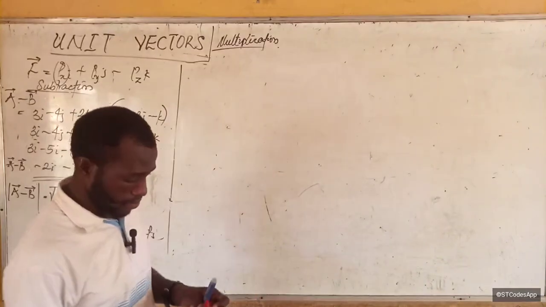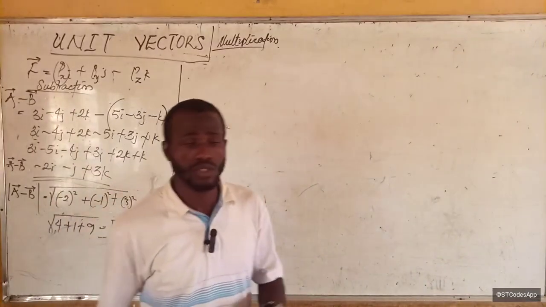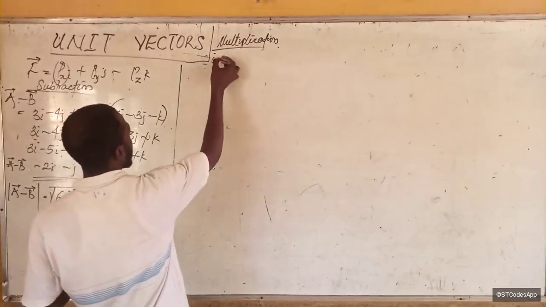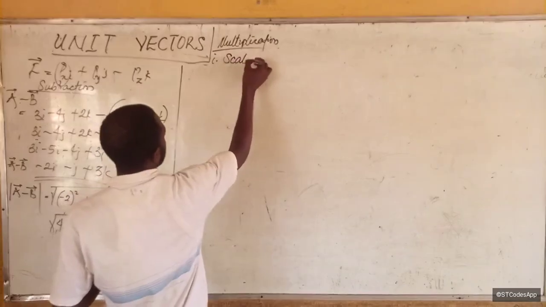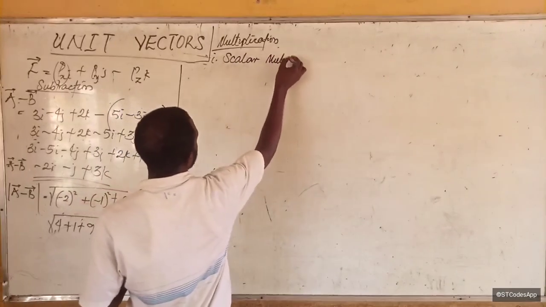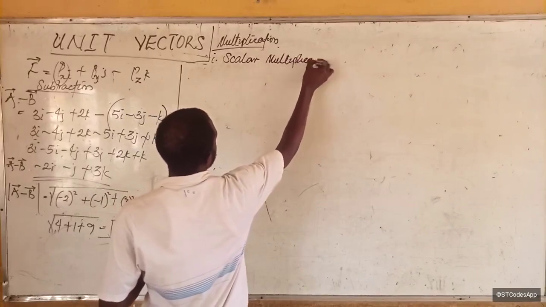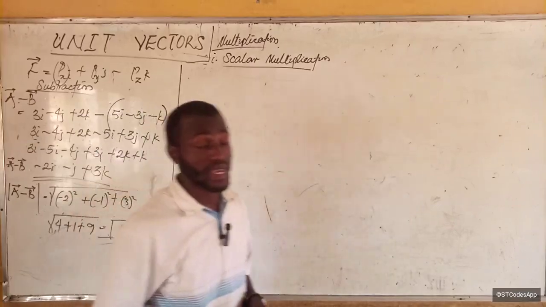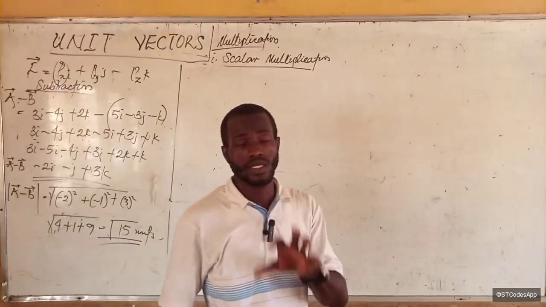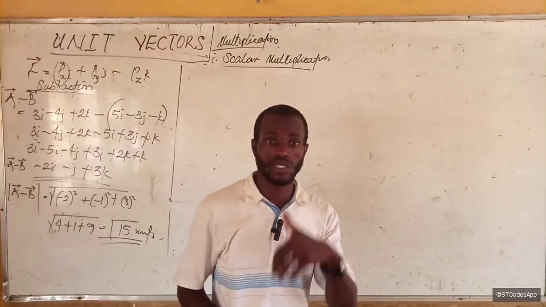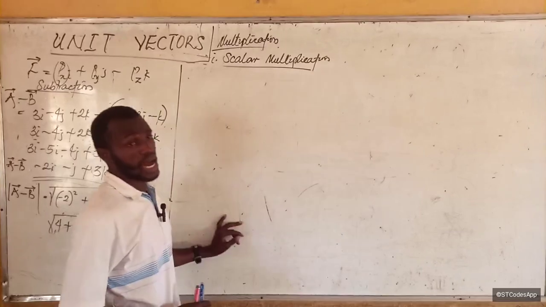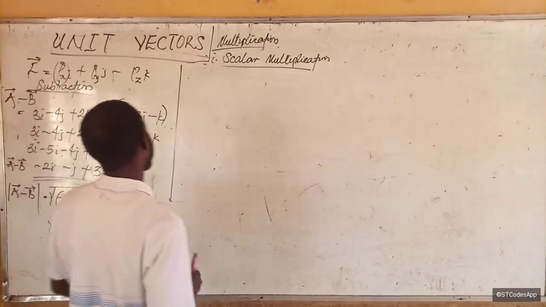Multiplication of unit vectors. The first thing you should know is that there are two types of multiplication of vectors. We have what we call the scalar multiplication. I'm going to make a video, rather, on the use of scalar multiplication and the use of vector multiplication, because it's going to be a short one. Is that okay? But here, let's first learn how to do the scalar multiplication.